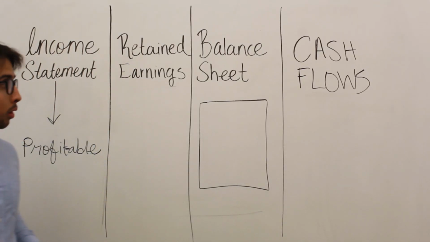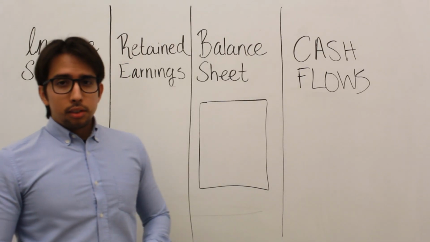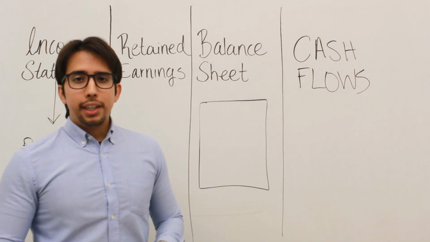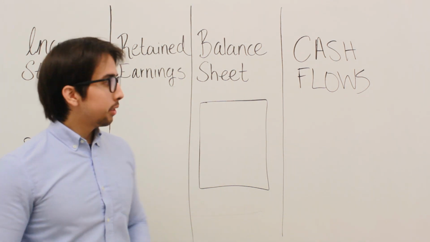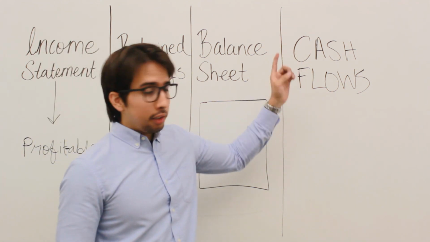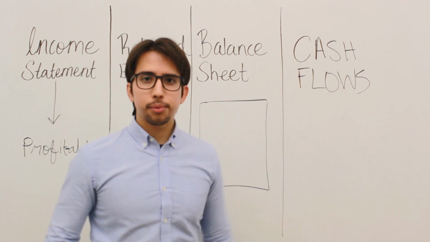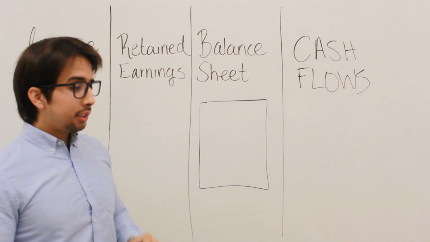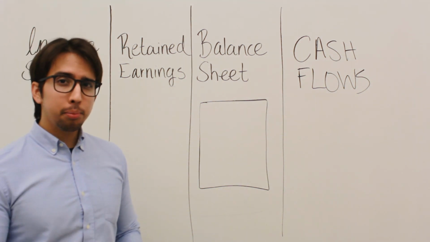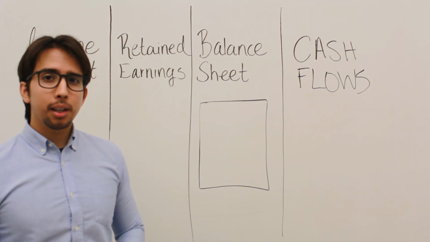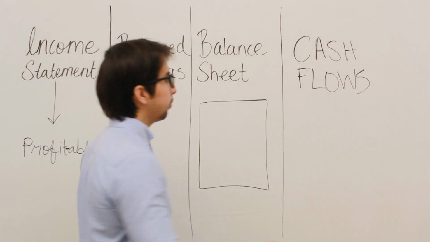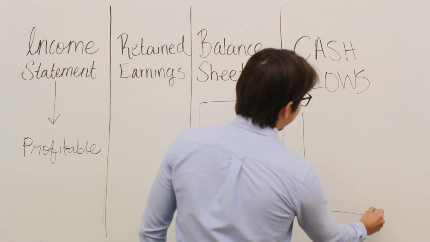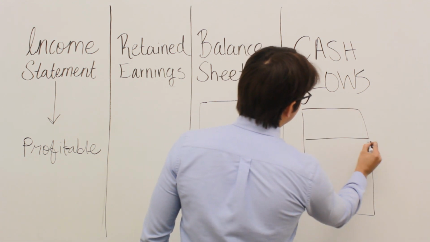Okay. The last statement that you will learn about in Financial Accounting 1 or Principles of Accounting 1, basically the same class, is called the Statement of Cash Flows. Okay? The Statement of Cash Flows, its purpose is to tell you what the company's cash is doing. Okay? It's divided up into 3 sections on a piece of paper.